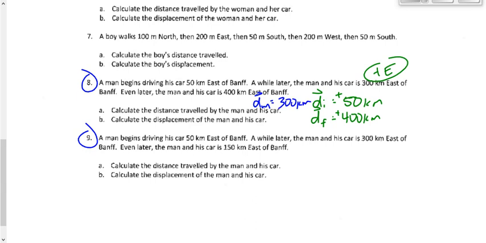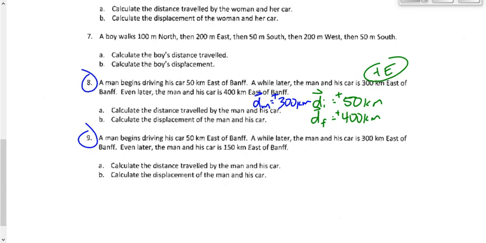Does that make sense what I've done there? So my initial position is 50, my middle position is 300, and my final position is 400. All three of those, by the way, are to the east, so all three of those are positive. What's the distance the man travels?